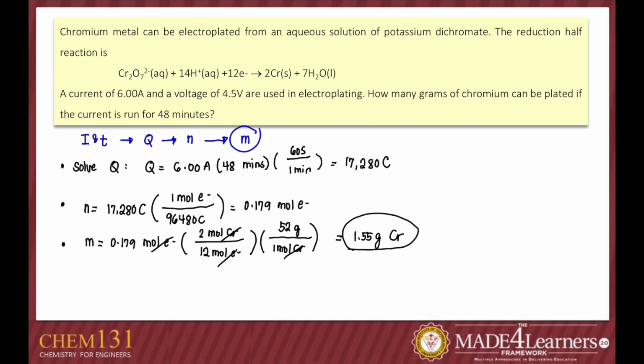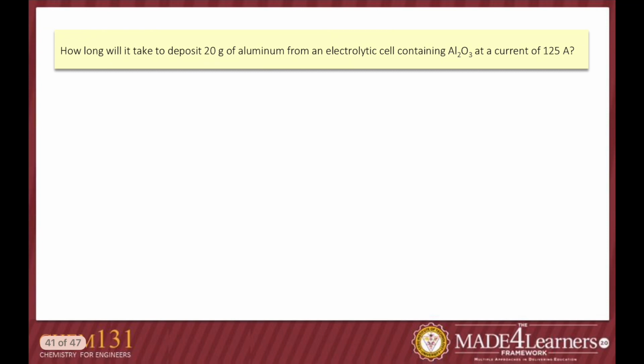Next example. How long, so this time we're looking for the time, how long will it take to deposit 20 grams of aluminum from an electrolytic cell containing aluminum oxide at a current of 125 amperes? So let's try to write the reaction here. Aluminum is deposited. So in the aluminum oxide, that's Al3+, that's aqueous, that needs 3 electrons to produce solid aluminum. So we're given the current and the mass. So we're looking for the time.